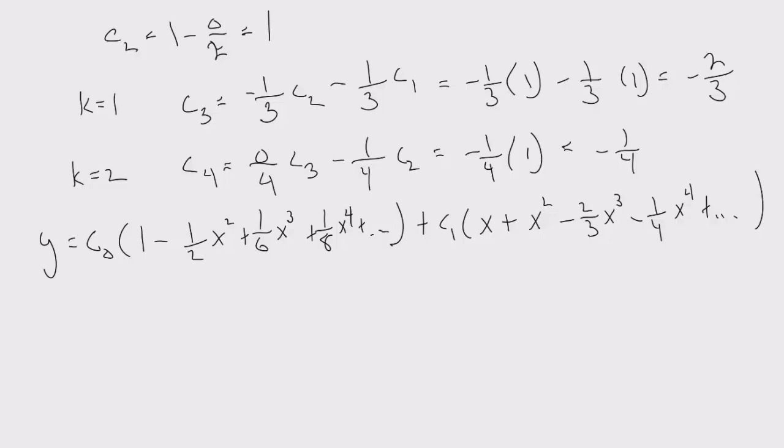So our initial conditions were y sub 0 equals 2 and y prime of 0 equals negative 1. Okay, so if we evaluate this at 0, what does that tell us? Well, if I just plug 0 in for all the x's, pretty much everything cancels out except that first term. So that tells me that c sub 0 has to be 2.